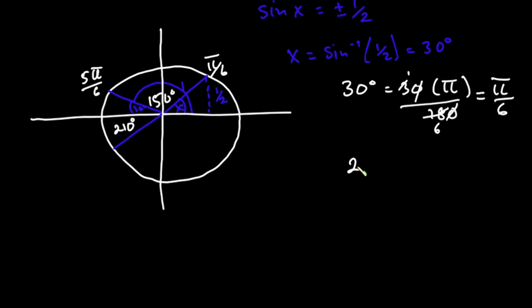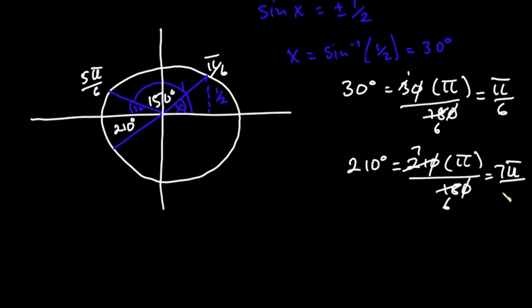Now let's change 210 degrees to radian, and this is going to be 210 times pi over 180. This and this will go. 3 goes into 21 7 times and then goes into 18 6 times. So we're going to have 7 pi over 6. So here is going to be 7 pi over 6.